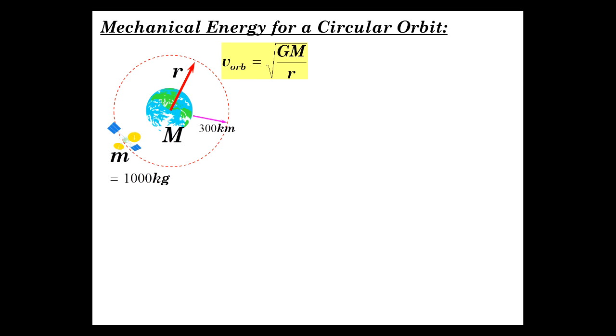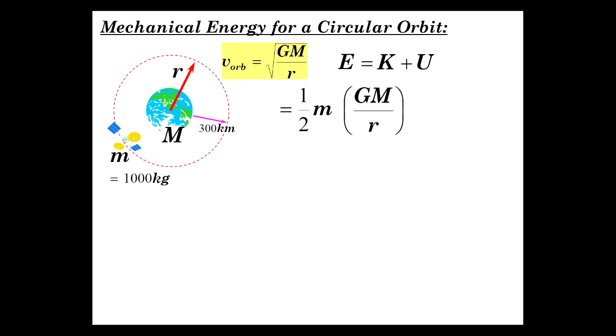Well, the orbital speed is root GM over r. The mechanical energy is K plus U, the kinetic plus the potential. Kinetic is 1/2 mv squared. We just solved for v, there's the orbit speed, so the square of that is GM over r. And now the gravitational potential energy, which we detailed in the previous video, is minus GMm over r. We're going to have to be very careful about this r, what r we're talking about.